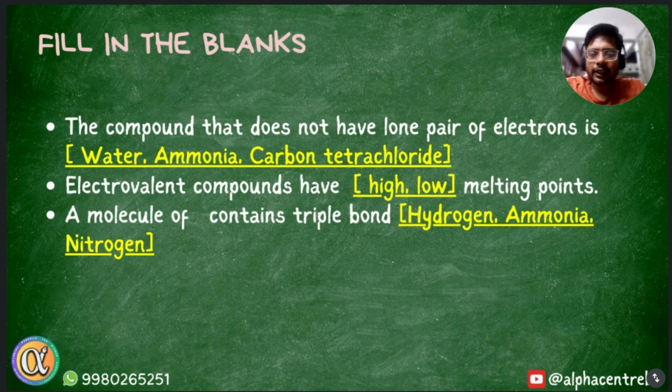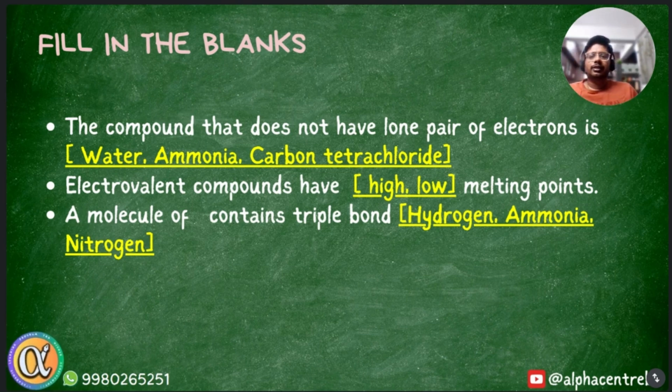The compound that does not have a lone pair of electrons: water, ammonia, carbon tetrachloride. Which compound does not have a lone pair of electrons? Carbon tetrachloride. So water and ammonia, we just now saw they have lone pairs of electrons. In carbon tetrachloride, carbon is sharing all the electrons. But I think that is also not correct, because carbon does not have a lone pair, but chlorine does have a lone pair, right?